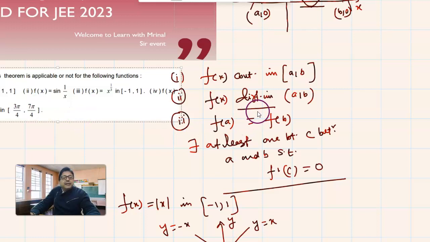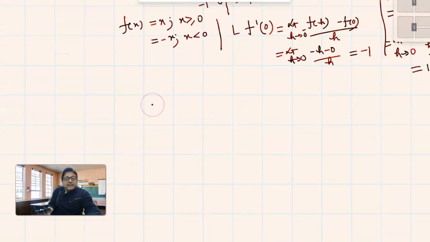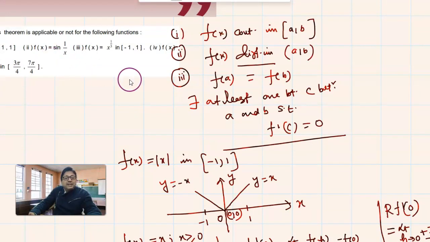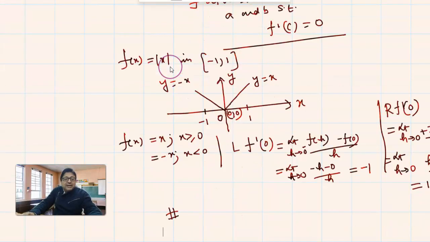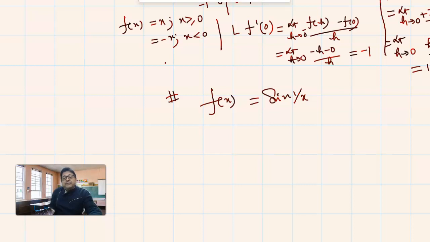Let us see the function f(x) equal to sine 1 by x. Is it differentiable there? The interval given here for sine 1 by x, no interval stated. But if we take one interval like the previous one, -2 to 2 or -1 to 1, then we will say that f(x) equal to sine 1 by x, this function is again not differentiable at x equal to 0. Why is it not differentiable?